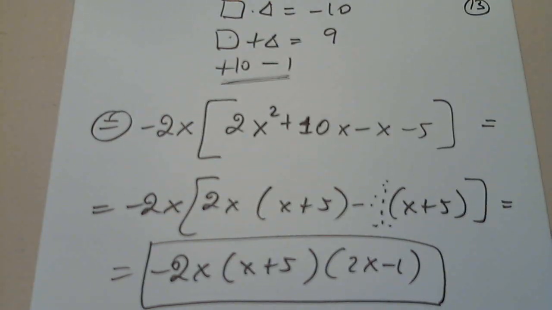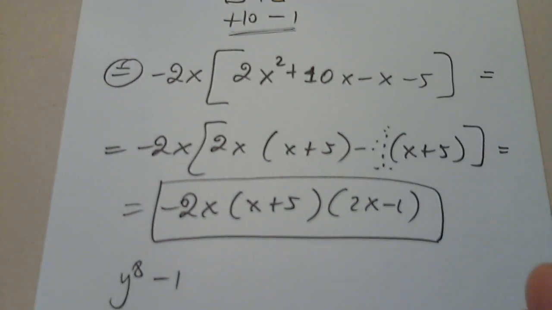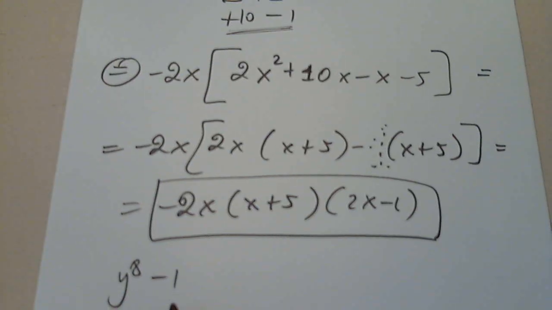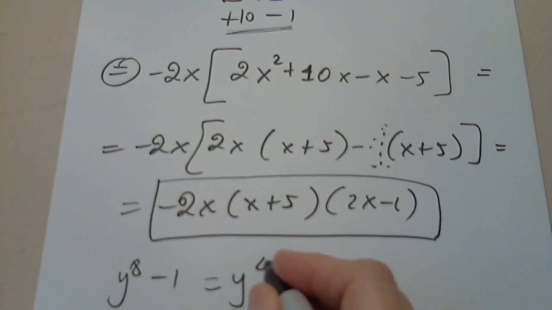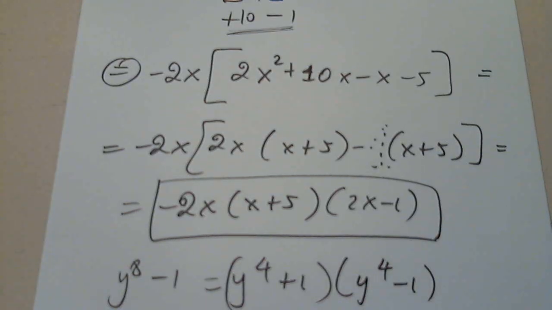Very good. Y to the 8th minus 1. It's a binomial. It's in descending order. No greatest common factor. Special product, yes. Y to the 4th plus 1, y to the 4th minus 1. This squared is this. This squared is this. So this is the difference of squares.